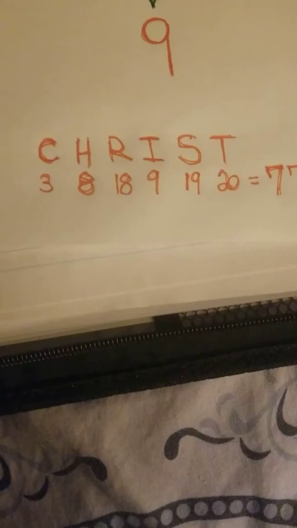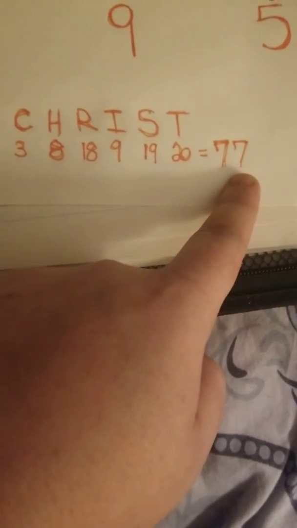Now, technically, you could say that's 77. Now, what's cool about 77? Well, the cool thing about 77 is if you were to take the Gematria values of a equals 1 to z equals 26, and you calculate the word Christ, it equals 77.